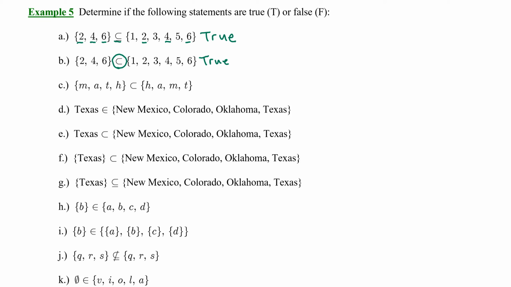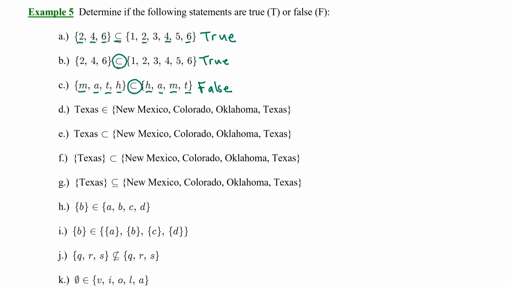In example C, we have the set {M, A, T, H} as a subset of the set {H, A, M, T}. Notice every element of the set on the left is also an element of the set on the right. However, this is expressing a proper subset relationship. So that means the set on the left must be smaller than the set on the right. So this statement is false.